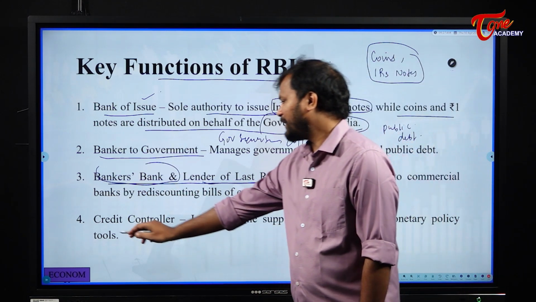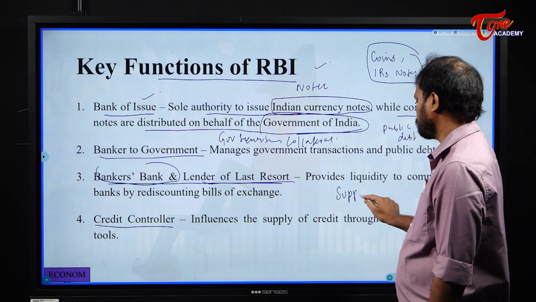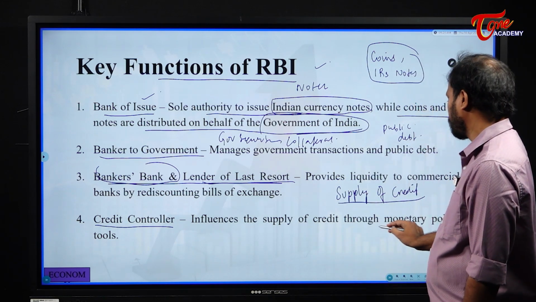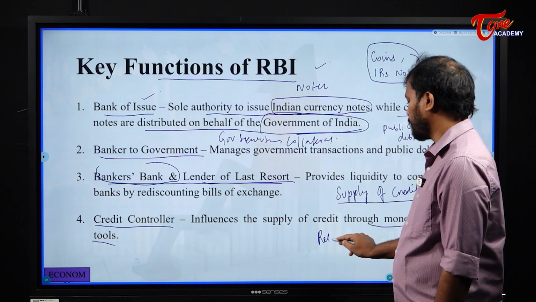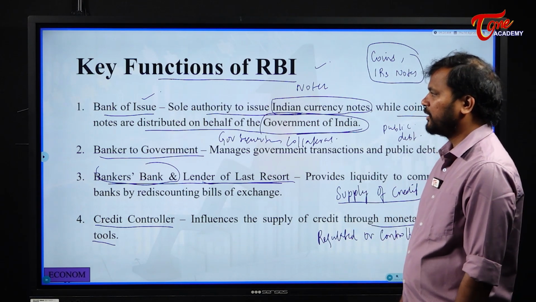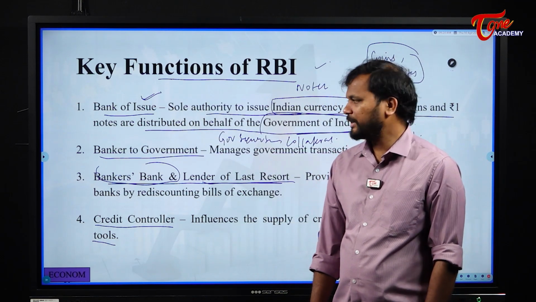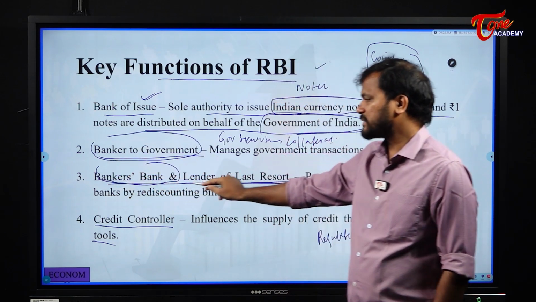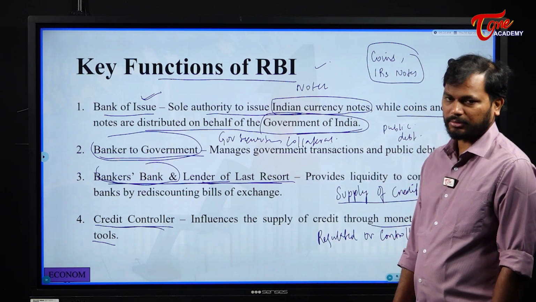Next, credit controller. The supply of credit can be regulated in the market through monetary policy tools. The supply of credit can be regulated or controlled. Clear? So here the question can be asked: what are the notes or what is the currency that is issued by the RBI, how it becomes the banker to the government, and how it is considered as the bankers bank and the lender of last resort and the credit controller. Clear? Next.